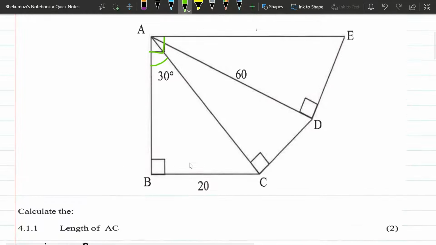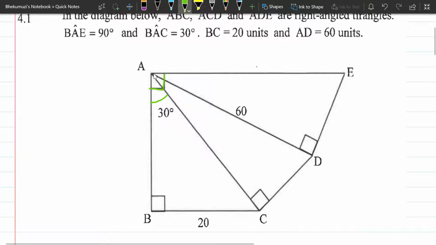And ACD. But we can't use the triangle ACD because we only know one thing about ACD, and that is AD, which is 60 units. But with the triangle ABC, we do know two things. We know an angle, which is 30 degrees, and we know that one of the sides, which is BC, is 20. And so which trigonometric ratio would work best in this case?